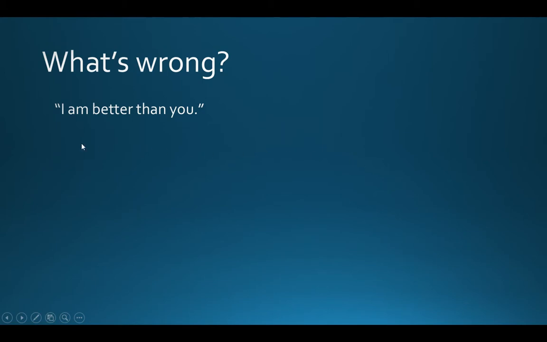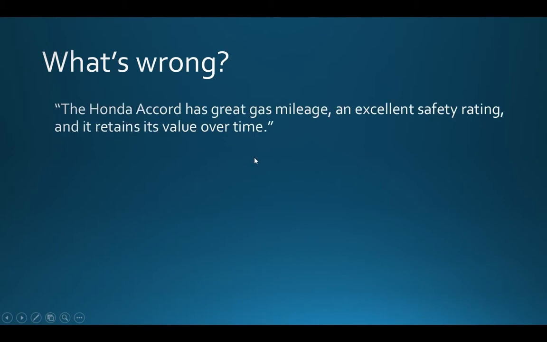So what's wrong with this one? I am better than you. Well, it's got the two things you're comparing, and it's making a stance, but it's not saying why. Next: the Honda Accord has great gas mileage, excellent safety rating, and it retains its value over time. Fantastic. What is it missing? Maybe pause the video. What is it missing? It's not comparing two things. It's just talking about one of them.